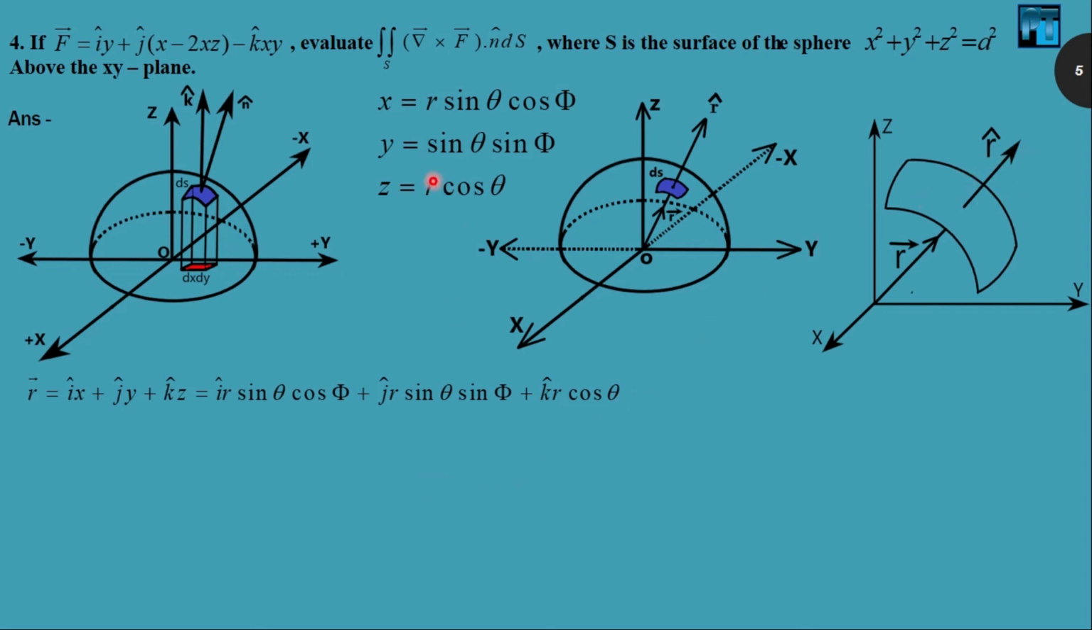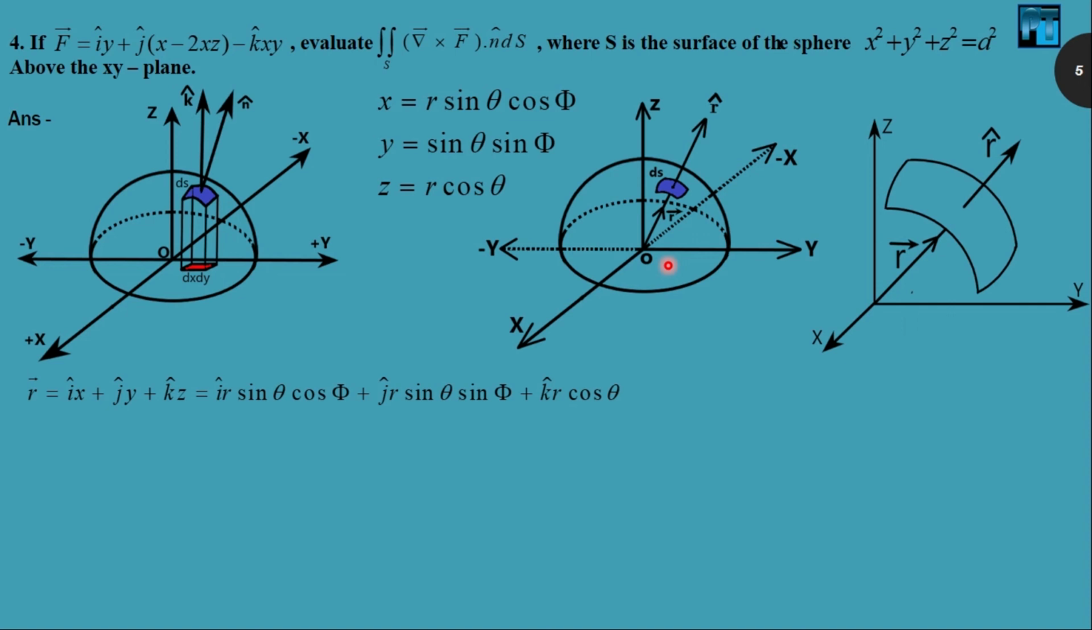Remember one thing. Don't misunderstand this r with this r. This r is the general position vector, but this r is the value of the radius of the sphere. I repeat, do not misunderstand this r with this r. This r is the general displacement vector, whereas this r is the radius of this sphere. Clear?